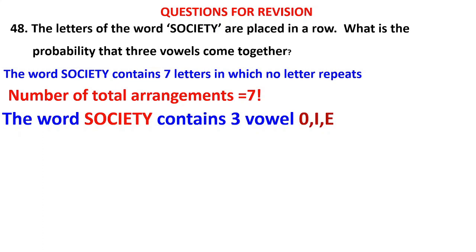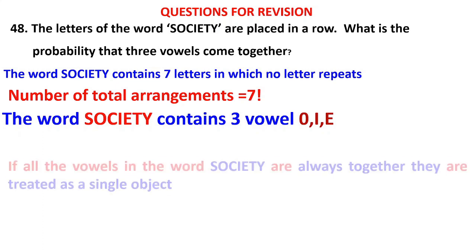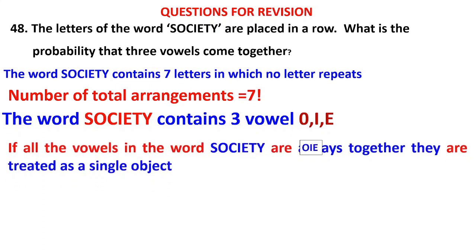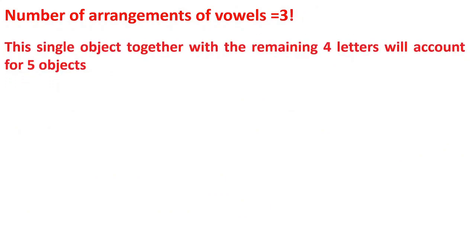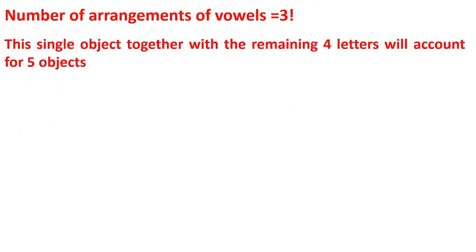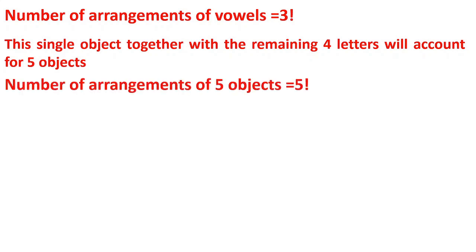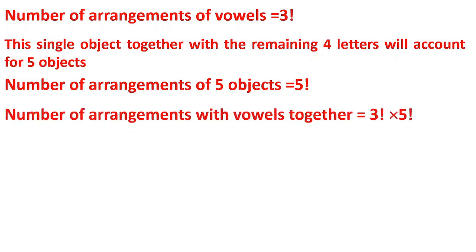Now the word society contains 3 vowels, Y, A, E. The 3 vowels are to be taken together, therefore they will be taken as a single object. We have to find how the vowels are arranged, and how the remaining letters are arranged, and multiply. The vowels can be arranged in 3 factorial ways. Therefore the number of arrangements of vowels is 3 factorial. Now if you take them as a single object, out of the 7, the remaining letters are 4, plus 1 is 5. Therefore the number of arrangements is 5 factorial. Now by the principle of counting, 5 factorial times 3 factorial is the number of arrangements with vowels together. This is the favorable cases.